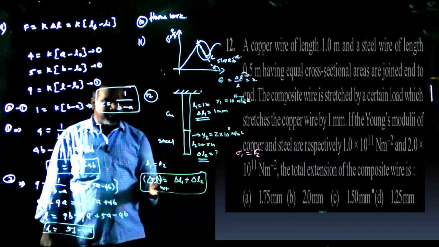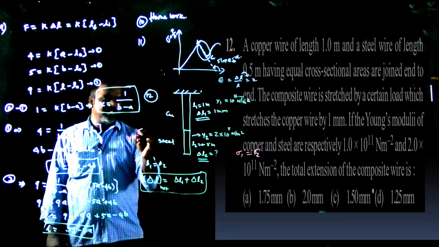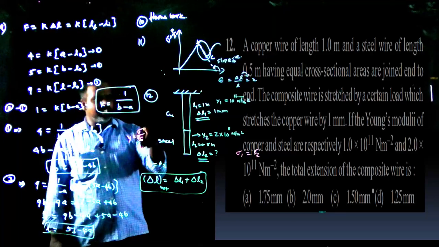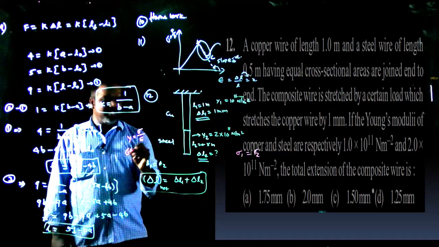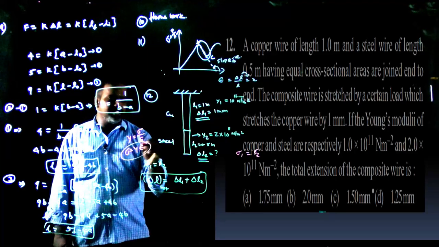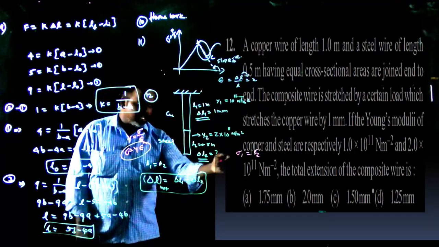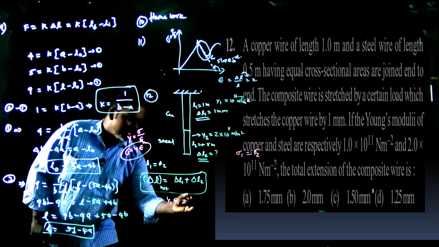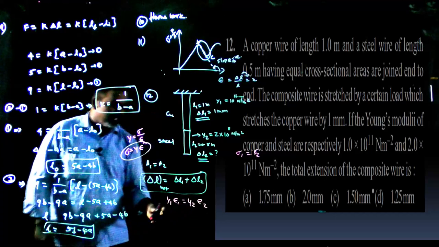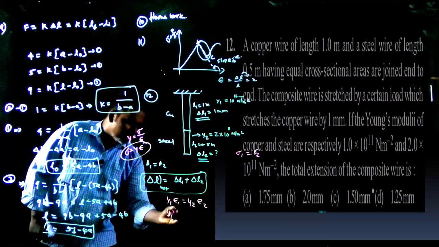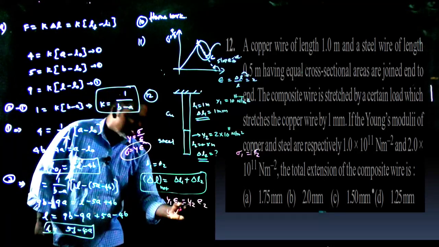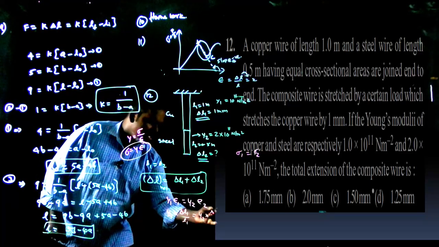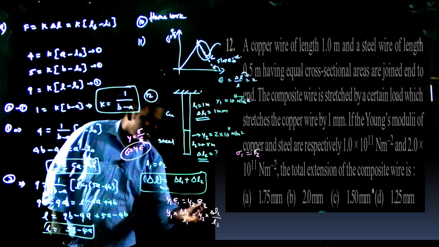And we know that by definition, Y is equal to sigma by epsilon, that is stress by strain. So from this, sigma is equal to Y into epsilon. I can take this expression and write Y1 epsilon 1 equal to Y2 epsilon 2. So that is Y1 into delta L1 by L1, which is equal to Y2 into delta L2 by L2.